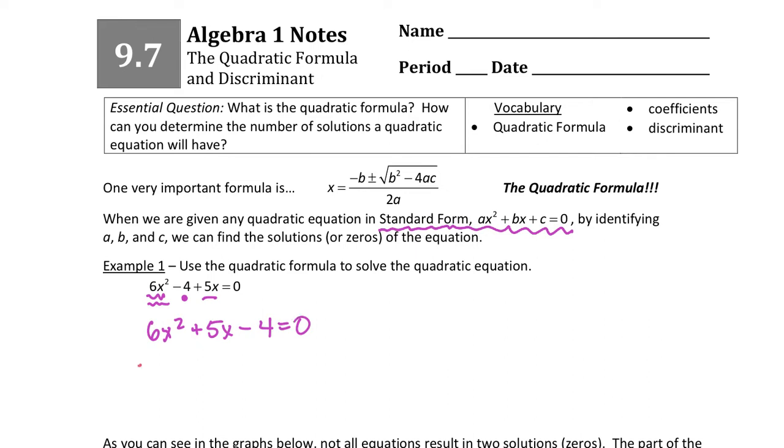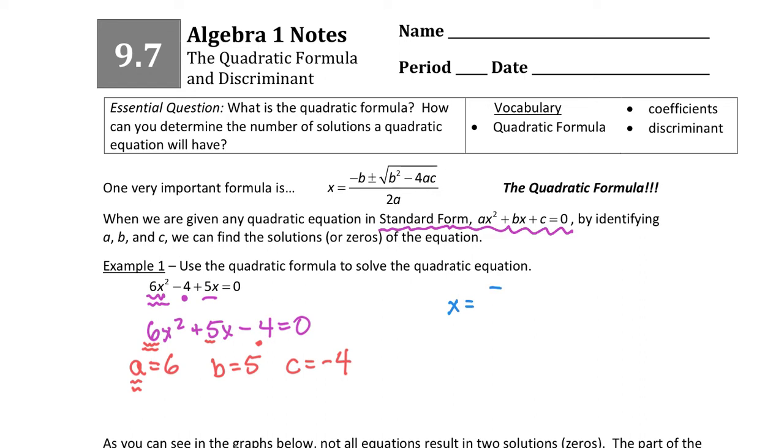Once we have it in standard form, we're going to identify a, b, and c. All of those are the coefficients of each term. So the a value is the coefficient of the x squared. The b value is the coefficient of the x, so the 5, and the c is the constant. Make sure you grab that negative as well. Now let's throw it into our formula. It's going to look like this.